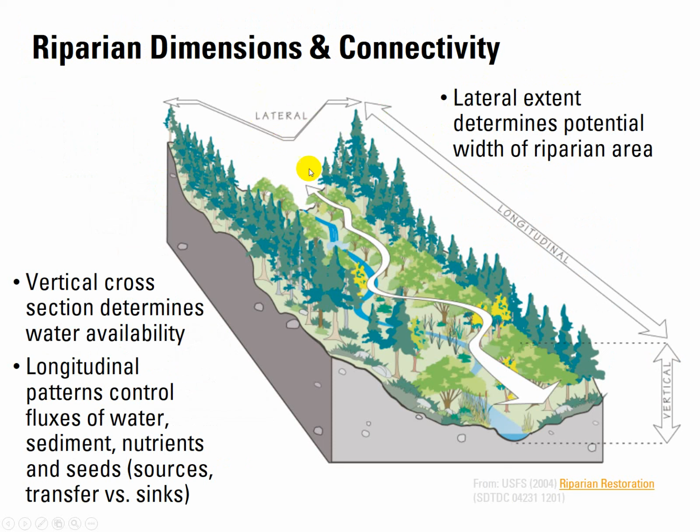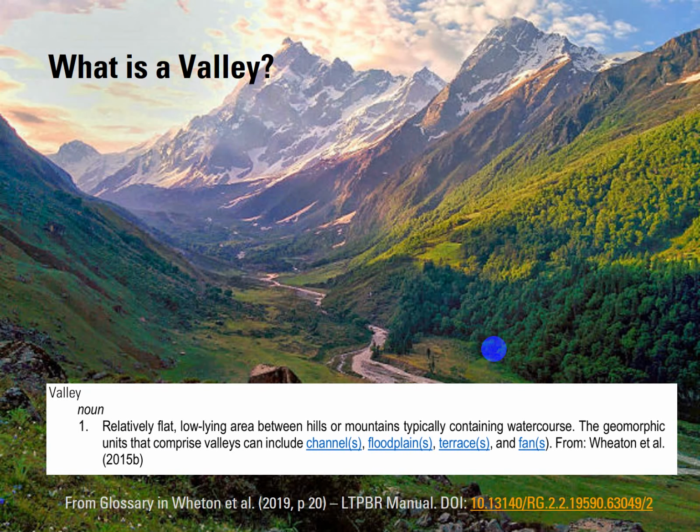This is sort of interesting too. The riparian dimensions and connectivity, out of the same publication here, they talk about longitudinal, vertical, and lateral. So when we're talking about that lateral extent, that's our valley bottom. The vertical cross section determines water availability and how accessible some of these components are. And the longitudinal pattern controls the fluxes of water, sediment, and nutrients through this. And so when we have more structural forcing and more lateral and vertical connectivity, we actually have a less efficient conveyance of all mass through that system and more variable residence time.